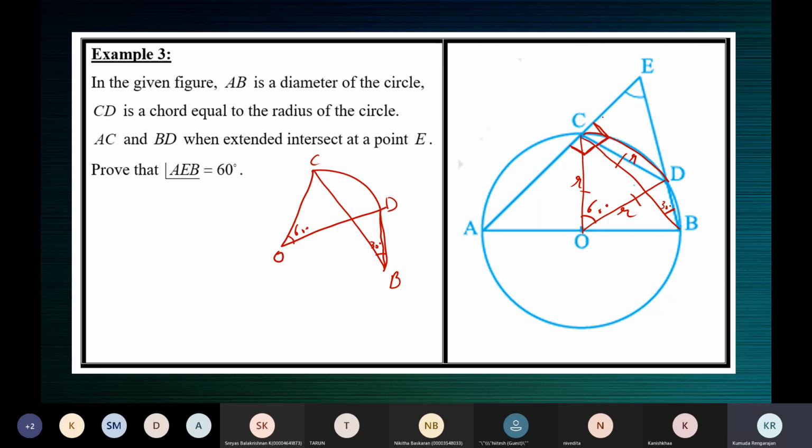Now in triangle CEB, because you have the angles in those triangles, see here, you have this angle and this angle. These two angles are angles of triangle CEB. We know two angles, 30 degrees and 90 degrees, so you can find the third angle. By angle sum property, this third angle is 60 degrees. So that means AEB is 60 degrees.